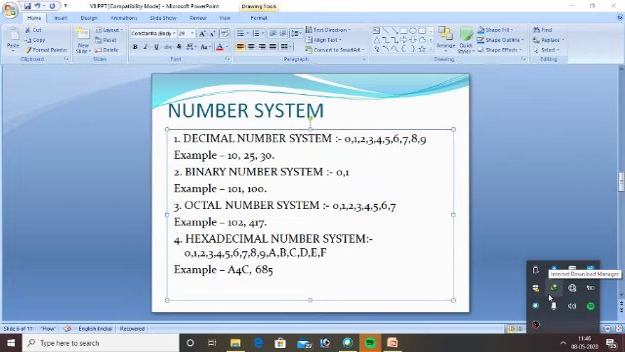In the previous video, we discussed the number system. Number system means representation of numbers. There are many types of number systems. We discuss 4 types of number systems: decimal number system, binary number system, octal number system, and hexadecimal number system.